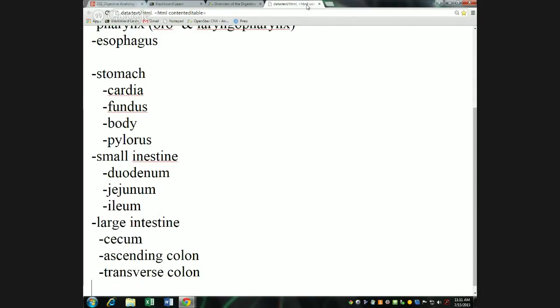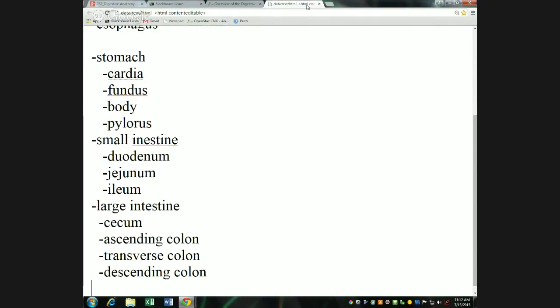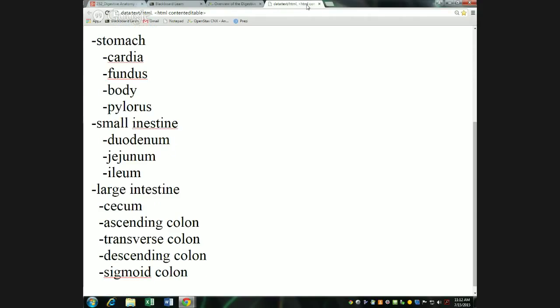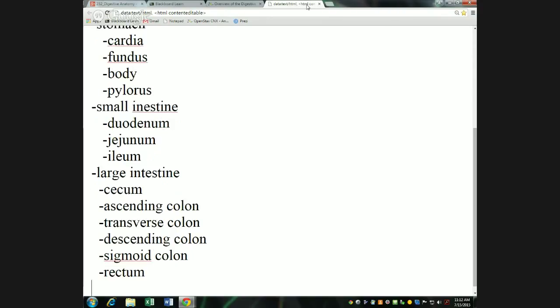which then descends from where the spleen is down. And then it makes an S-shaped curve as the sigmoid colon. And I say S-shaped because sigma from the Greek is the letter S, which ends at the rectum, and that opens to the outside world as the anus. Okay. So those are different parts of the large intestine.